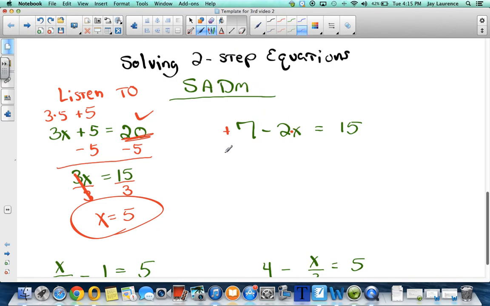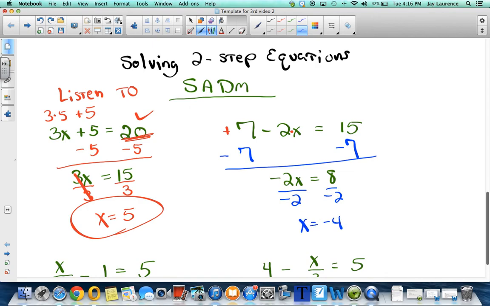So I'm going to get rid of the 7. Well, how do I get rid of a positive 7? I use the inverse. So my equation now becomes negative 2x equals 8. And then I need to divide by negative 2 on both sides. So x is going to equal negative 4.